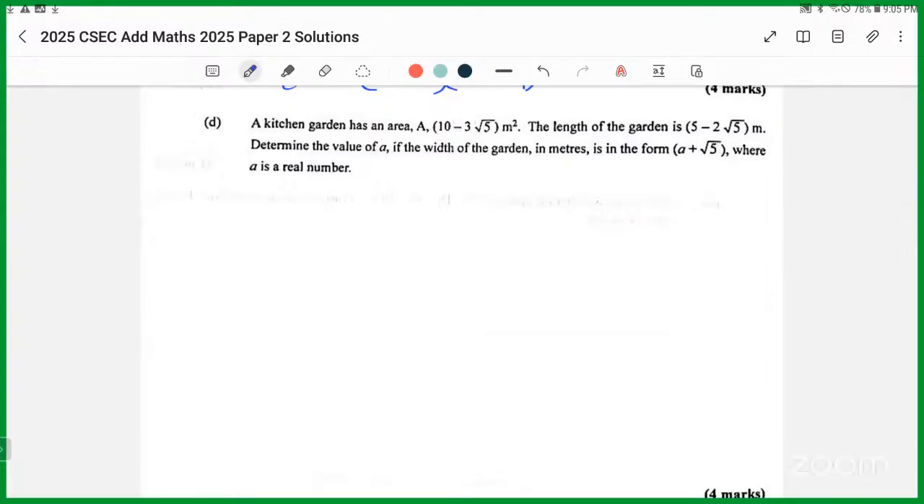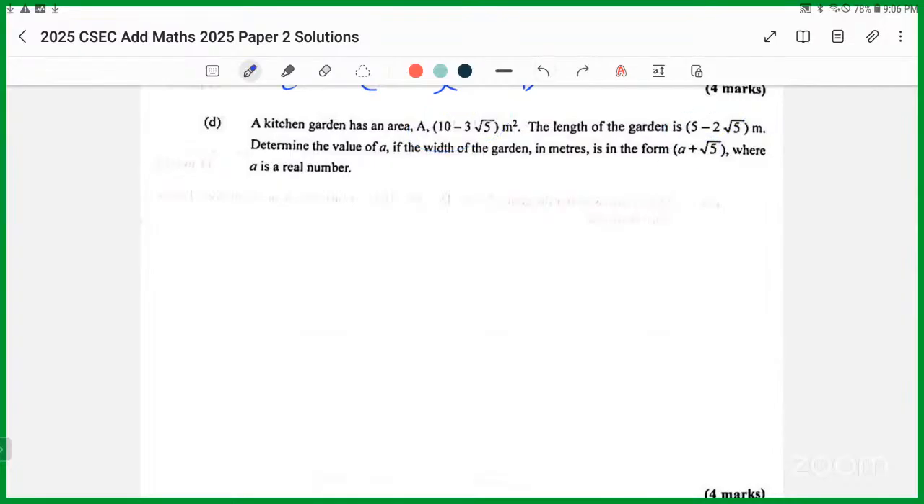Kitchen garden has an area of this. That's the area. So the length of the garden is that. Determine the value of A if the width of a garden is this. All right, so what do we know? We know that the length times the width is equal to the area. I'll put another way: the area divided by the length is equal to the width.